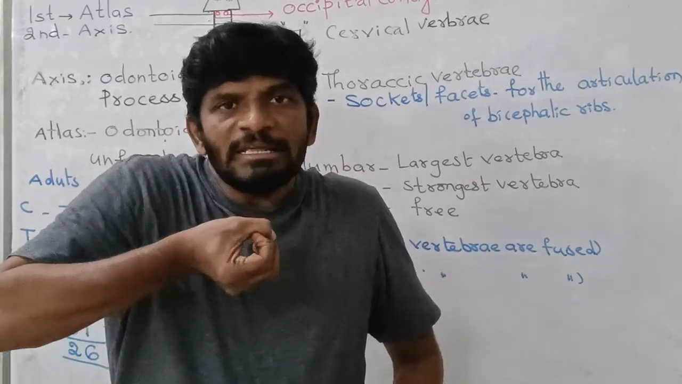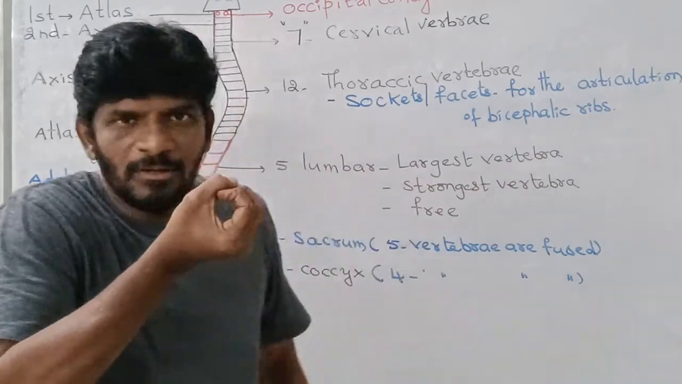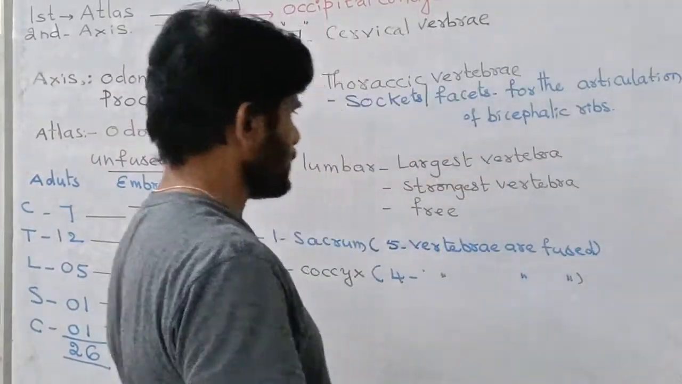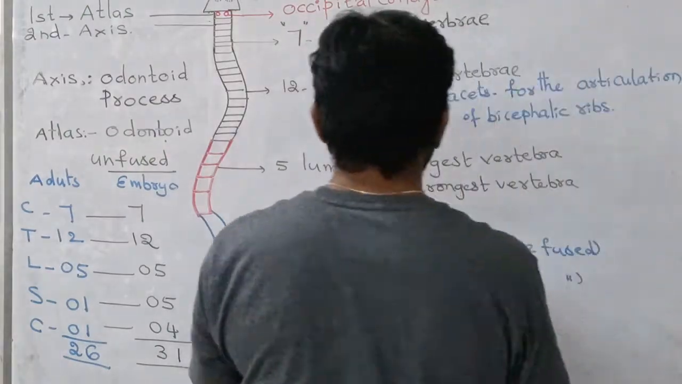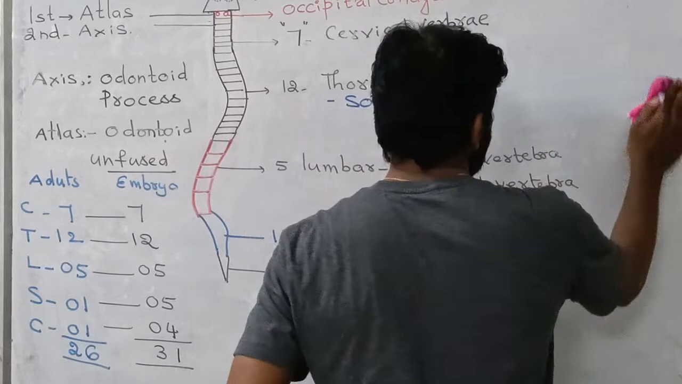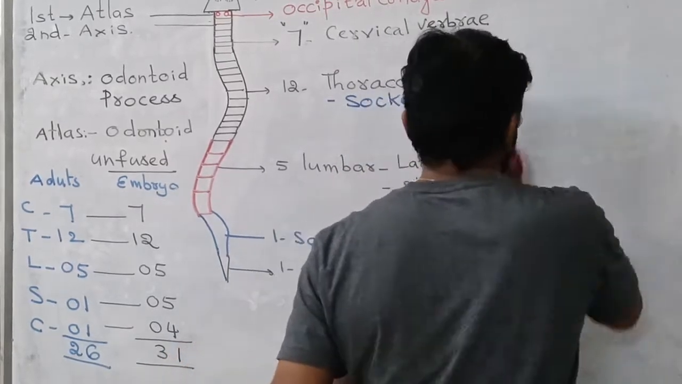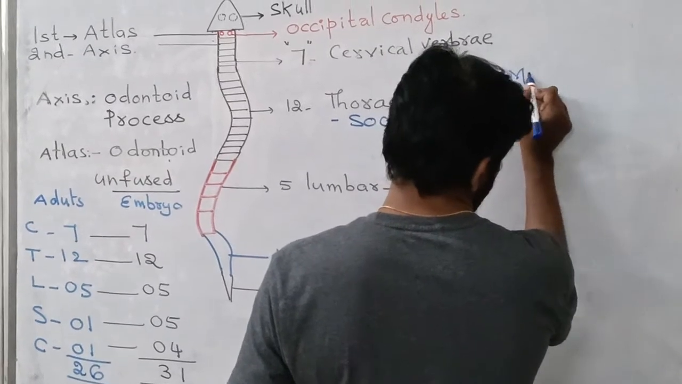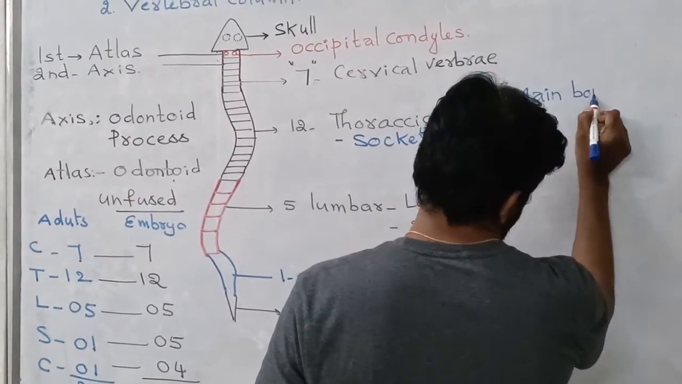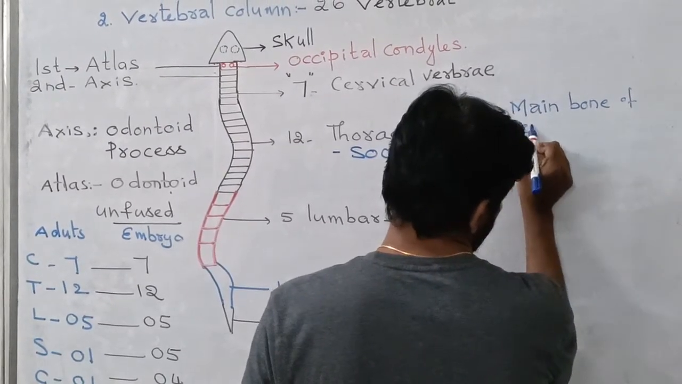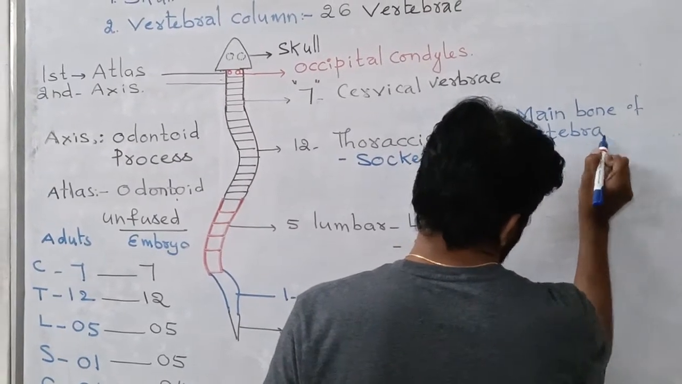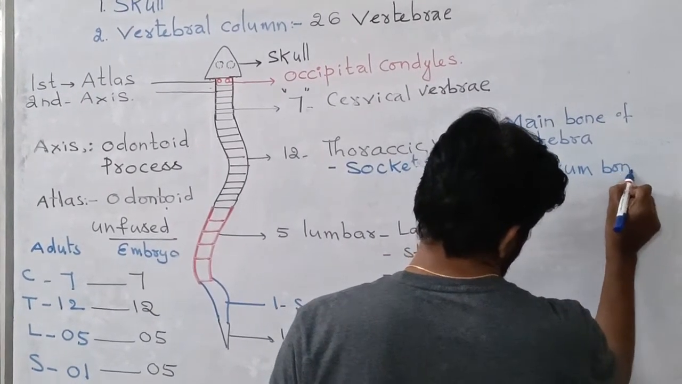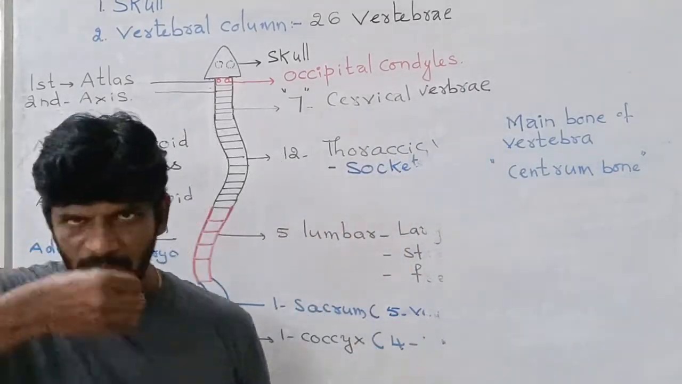This is the canal of the centrum. The main bone of the vertebra is the centrum. The main bone of the vertebra is called the centrum bone, because it is at the center of the vertebral column.